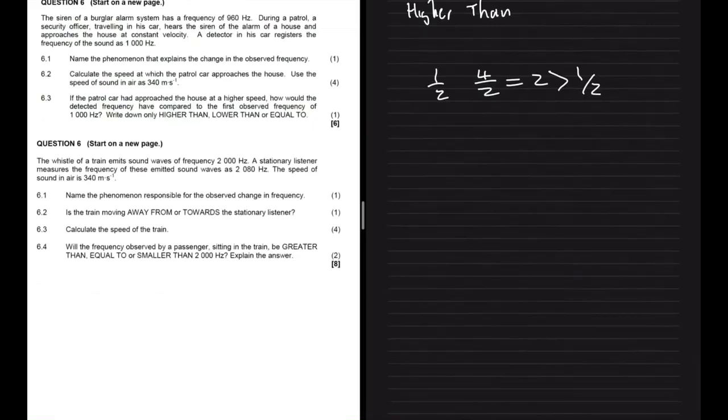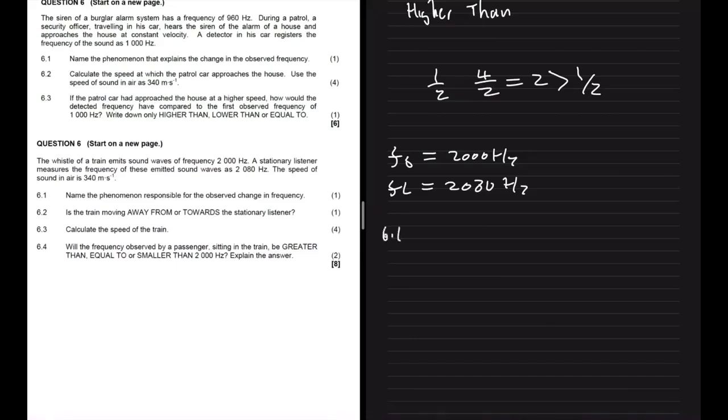Let's move ahead. Question 6. The whistle of a train emits sound waves of frequency 2000 Hz. So f of sound source is 2000 Hz. A stationary listener measures the frequency of these emitted sound waves as f of listener, 2080 Hz. So we can see that the frequency observed is greater than the frequency emitted.